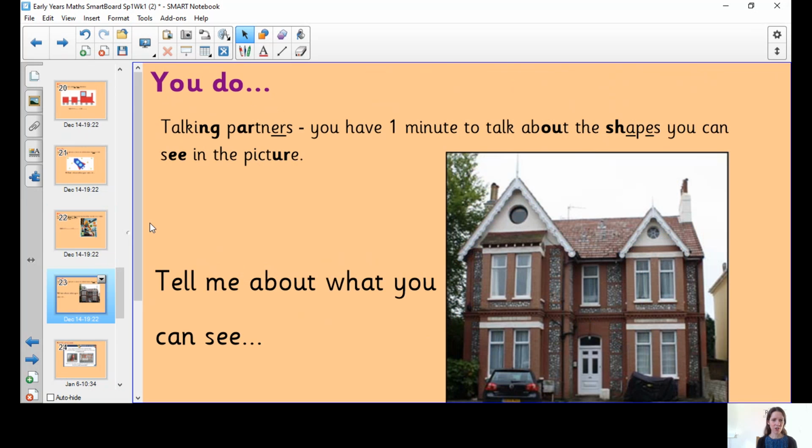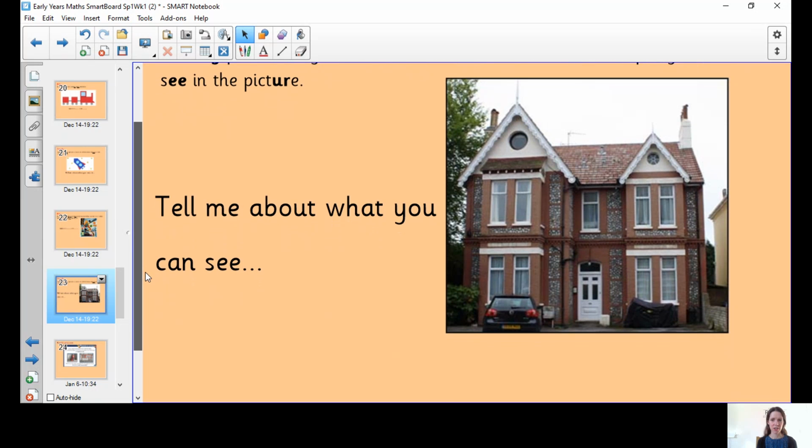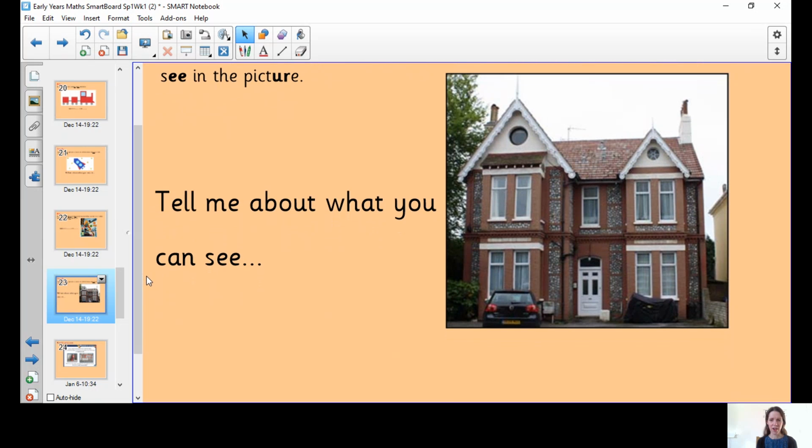Your turn. Have a look at this picture of a house. What shapes can you see in the picture? Talk to your family or have a think yourself.